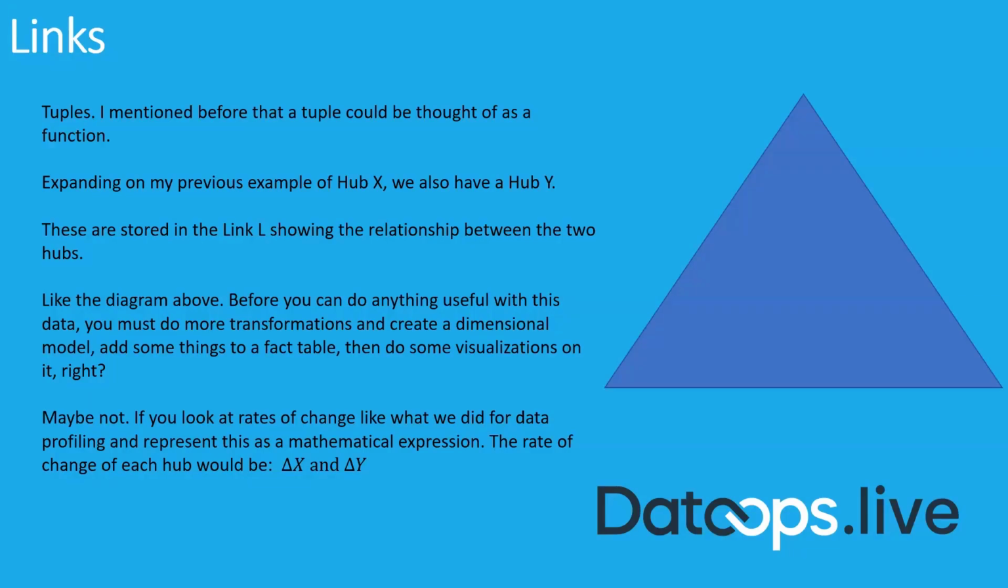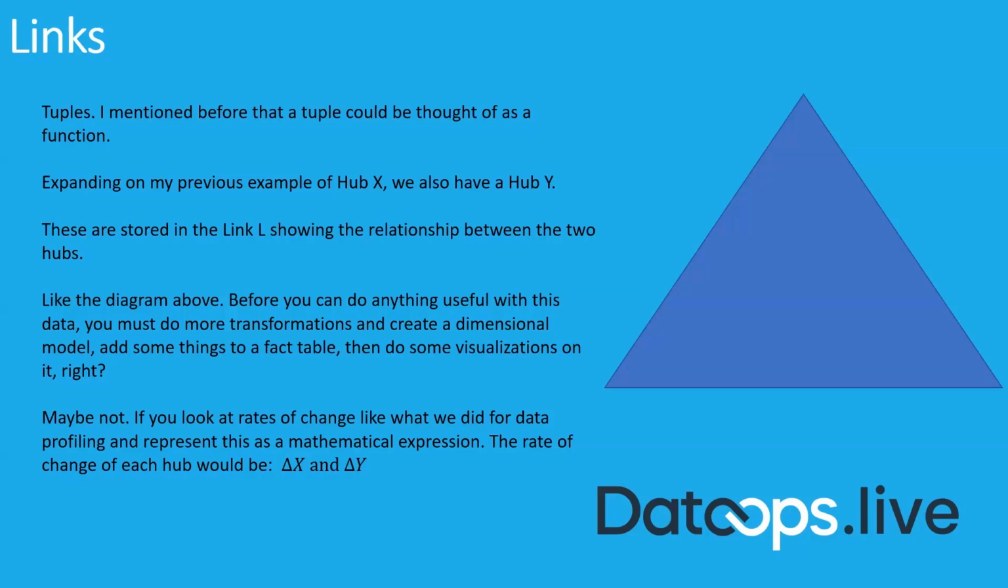I mentioned tuples before, and tuples are basically just combinations of sets of numbers. So let's say we talked about the satellites associated with a hub. Let's say we've got a link tying together 2 hubs, hub X and hub Y. We're just going to go with some very simple terms. The link L is here. We've got a nice little triangle representing it.